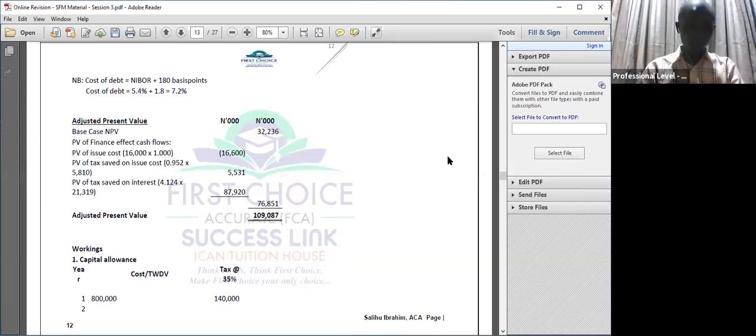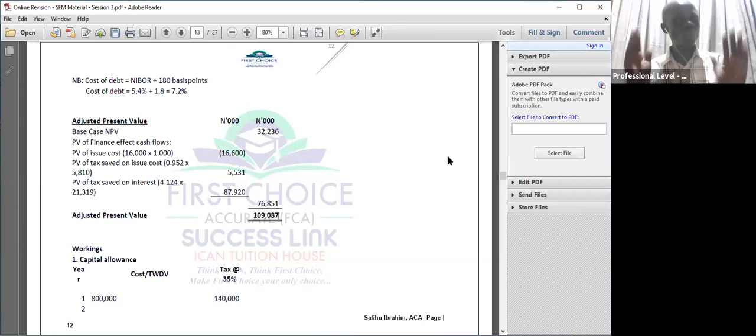But the chief factor that must be there before you do APV, I'm repeating it again, what you must see in the question before you can use APV, is when the company will issue additional capital, and by so doing is going to affect the gearing of the company. That is when you are going to use APV. All other factors are secondary. The most important one is the issue of additional finance.